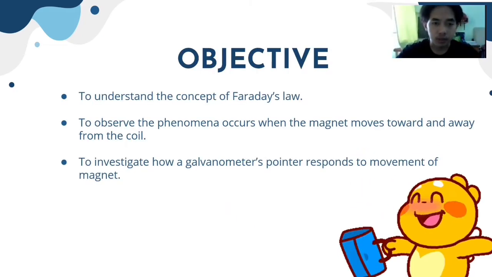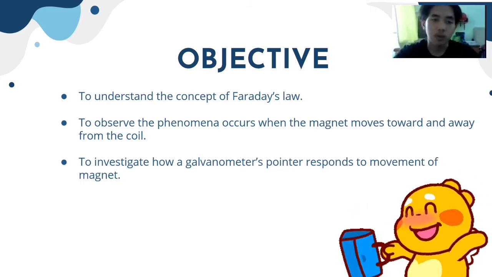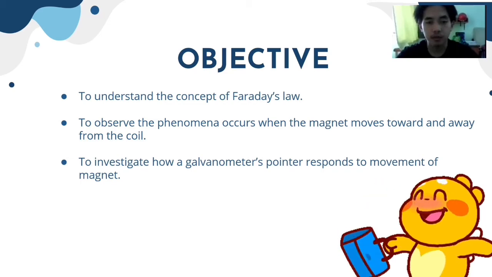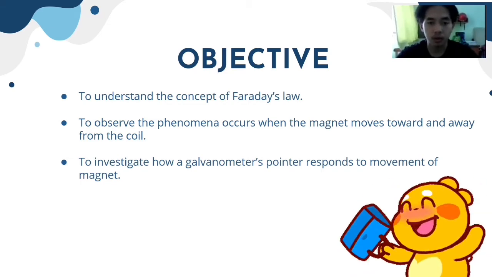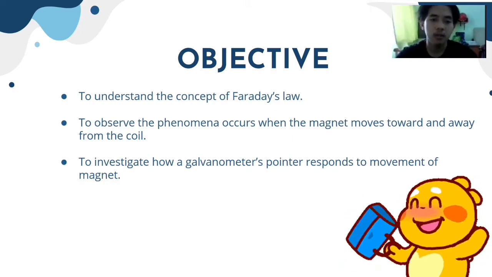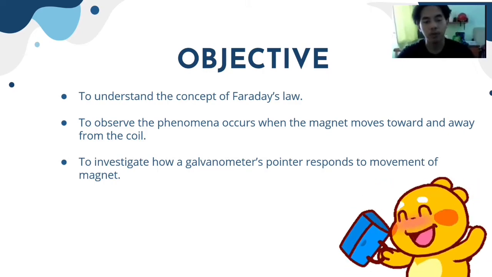For the objective, this experiment is conducted because we want to understand the concept of Faraday's law. The second objective is to observe the phenomena that occur when the magnet moves towards and away from the coil. Lastly, it is to investigate how a galvanometer's pointer responds to movement of the magnet.